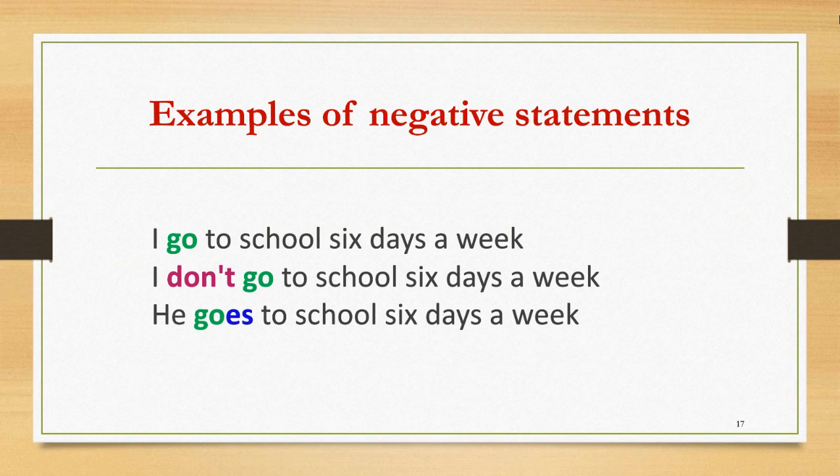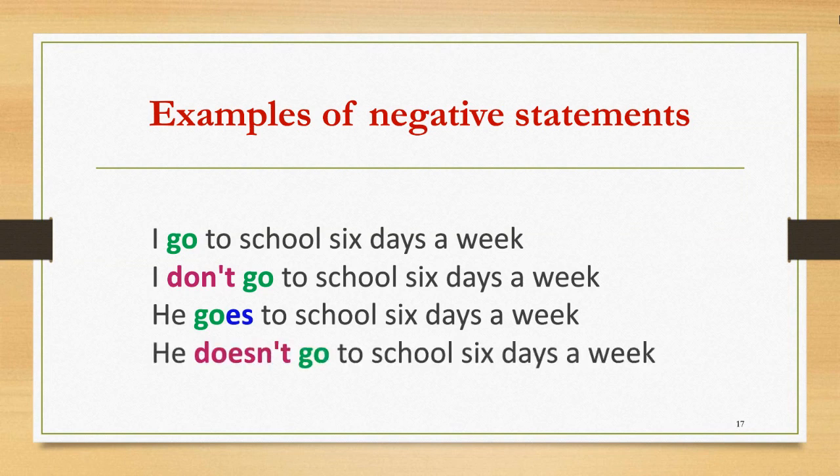The negative form of this sentence is he does not, he doesn't go to school 6 days a week. We don't say he doesn't goes. We keep the verb at its infinitive form. He doesn't go to school 6 days a week.